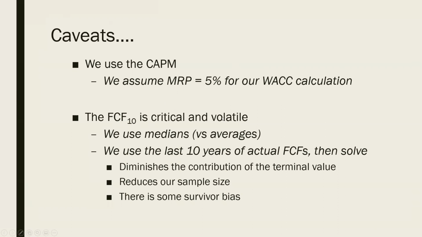So to try and get rid of some of the volatility, we are going to use medians rather than averages to get rid of outliers. And we're going to take 10 years of actual free cash flows before we do the solving for G. That diminishes the contribution of the terminal value to the actual value, but it also reduces our sample size because not every company has lasted for 20 years. And so, of course, there is also some survivor bias in our data.